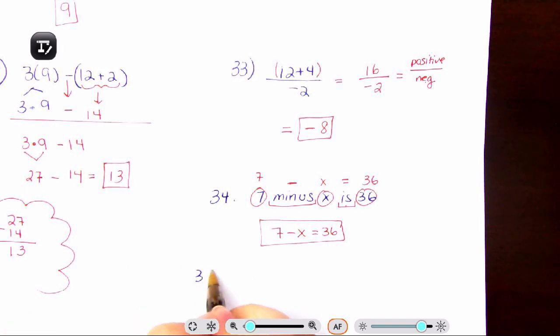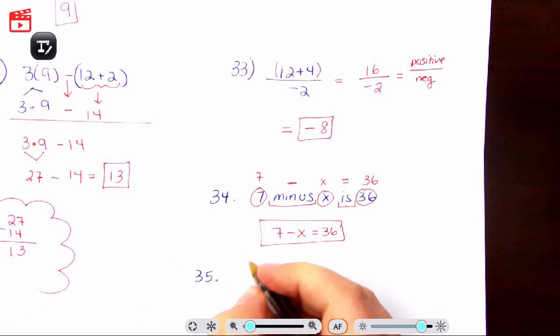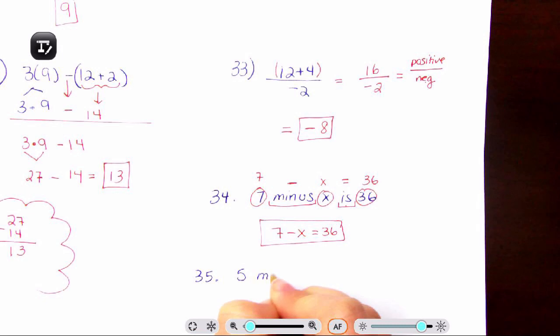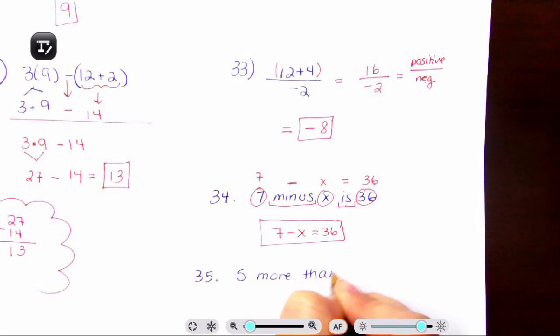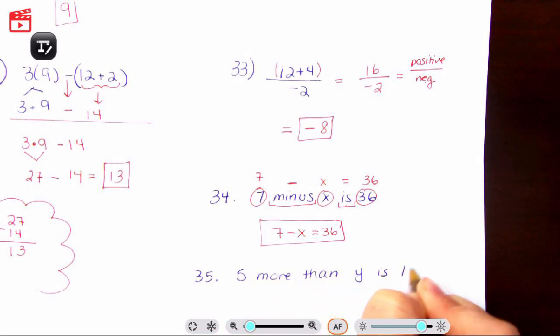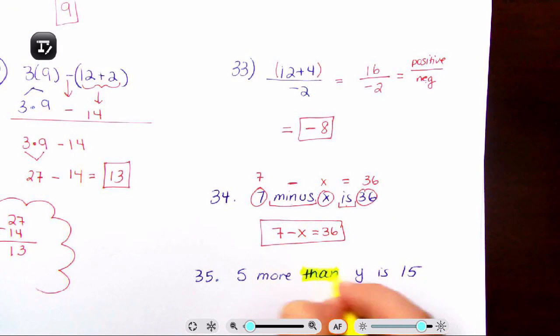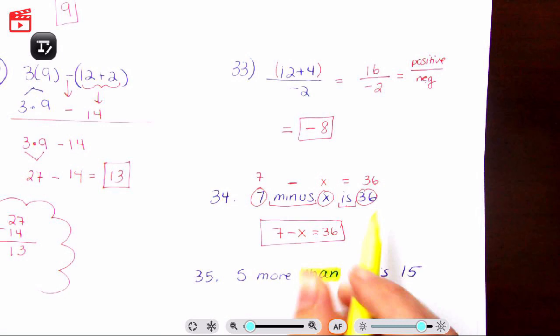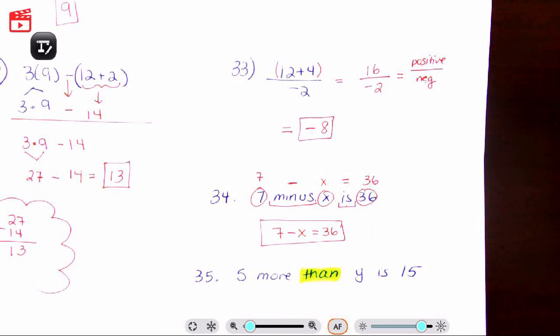Number 35. Number 35 says 5 more than y is 15. Now in this one we have this than. This than needs to stand out. Like this should be highlighted in glitter, red flag, alert, alert, alert. Anytime you see than, that means you're going to be switching things around.